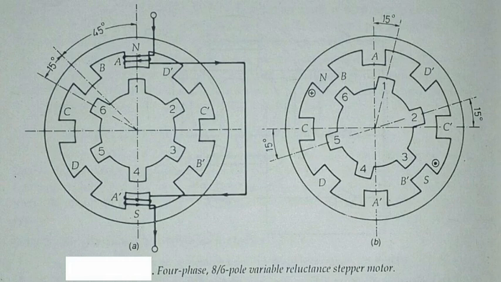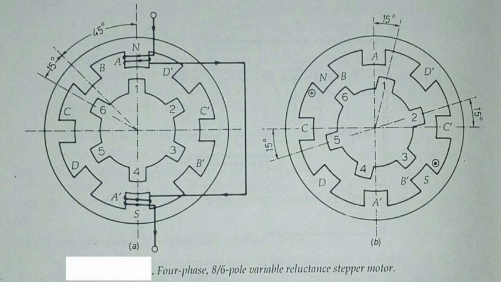Next, phase winding A is de-energized and phase winding B is excited. Rotor teeth numbered 3 and 6 get aligned along the axis of phase B, and the rotor moves through a step angle of 15 degrees in the clockwise direction. Further clockwise rotation of 15 degrees is obtained by de-energizing phase winding B and exciting phase winding C.